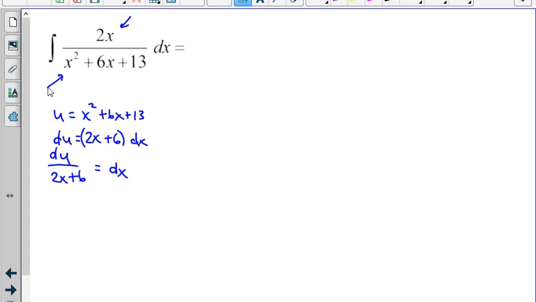Now if we take a look at this, what we realize is that 2x plus 6 is not 2x, but it's pretty close. So what I'm going to do is rewrite this problem, and this is kind of tricky. I'm going to rewrite this problem as 2x plus 6 minus 6 in the numerator. Now notice that's exactly the same as 2x, but it's rewritten in such a way where I'm going to be able to manipulate things. So in the denominator, I still have x squared plus 6x plus 13.